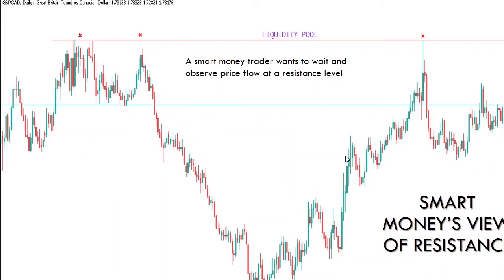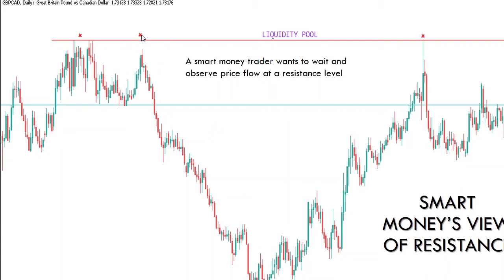A level of resistance. Whenever we see something like this, I trade the smart money concept way. I don't trade the retailers' way. I don't trade flag patterns, chart patterns, double top, double bottom, support and resistance, indicators, and the like. No, I don't trade that.